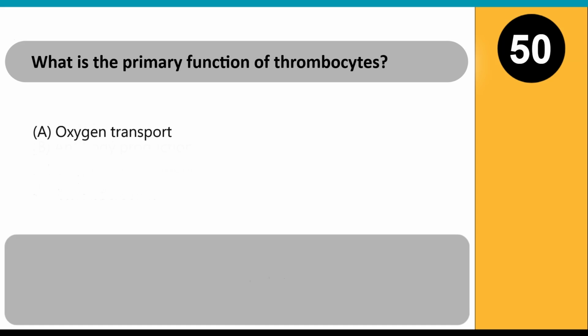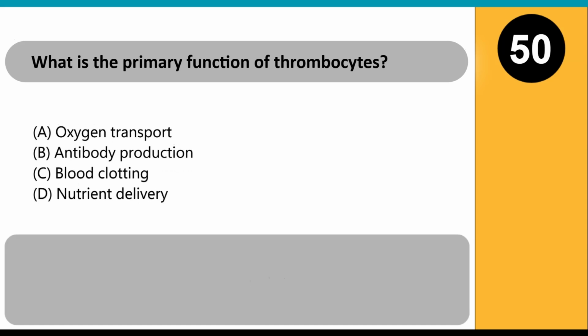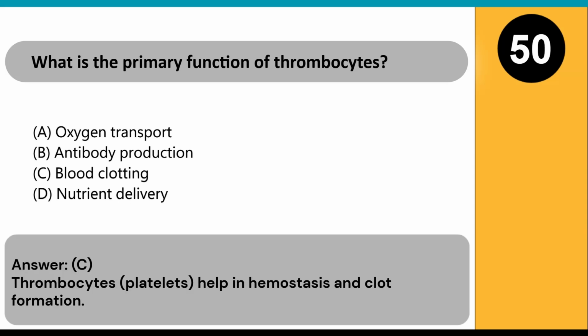What is the primary function of thrombocytes? A. Oxygen transport. B. Antibody production. C. Blood clotting. D. Nutrient delivery. Answer C. Thrombocytes, platelets, help in hemostasis and clot formation.